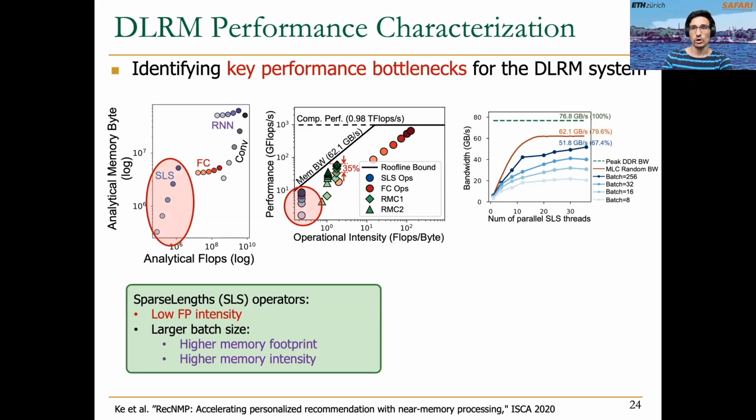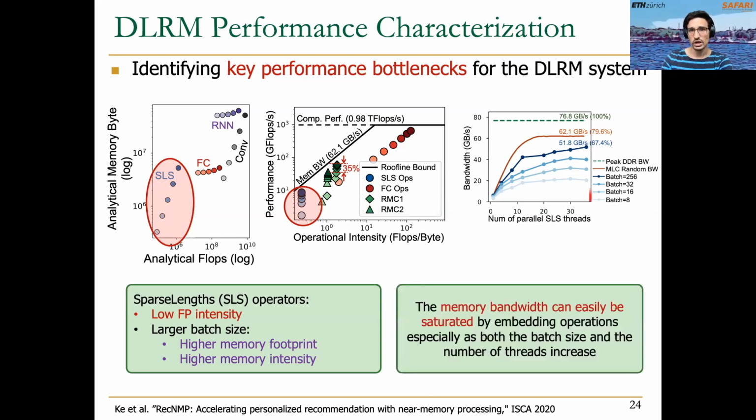One interesting observation about them, and especially about the SLS operators, is that they have very low floating point intensity, and when the batch increases, there is also a higher memory footprint and higher memory intensity. And actually, as the batch increases, and also as we increase the number of parallel threads executing the SLS operators, we see that the memory bandwidth can be easily saturated.